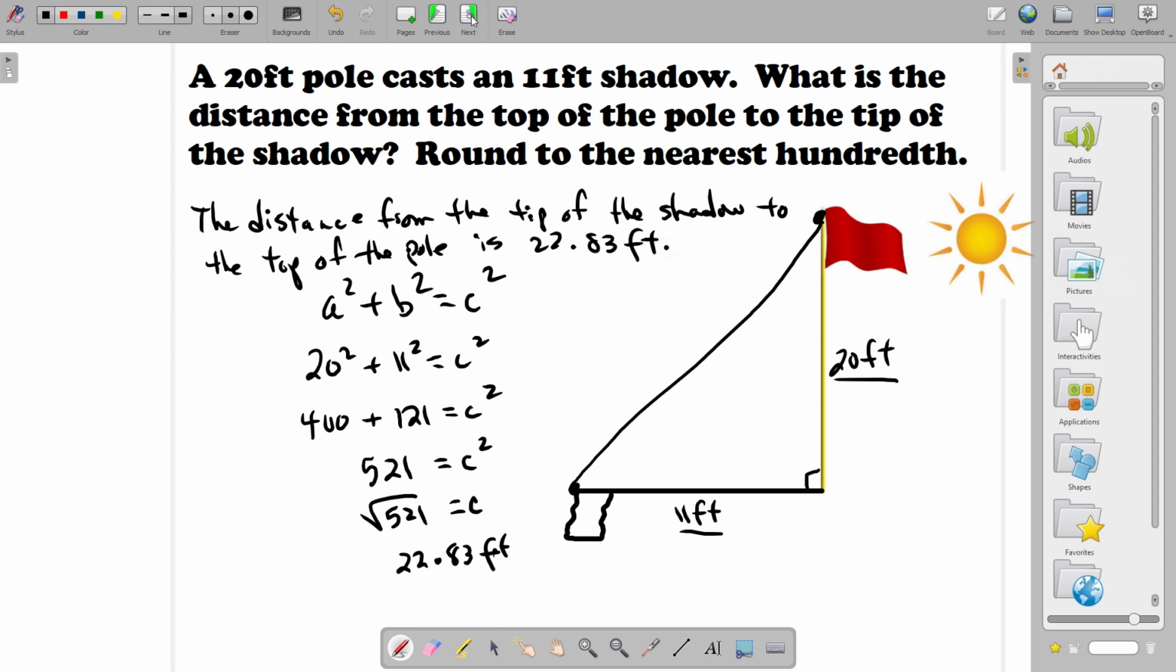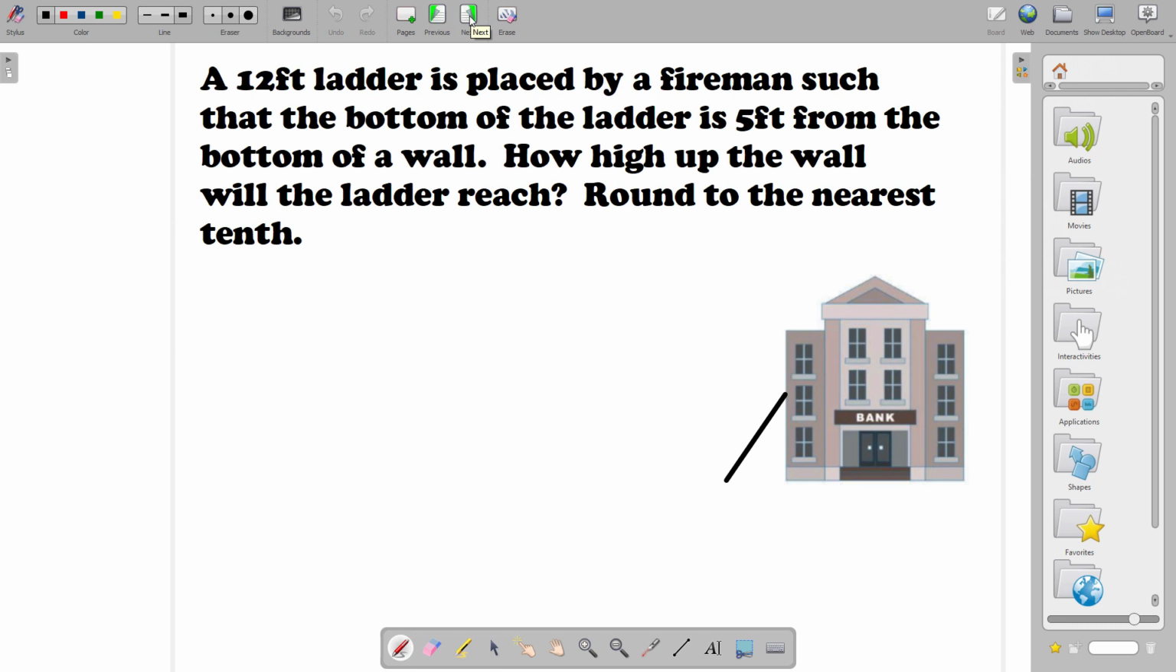All right, let's take a look at another one. Here we have a ladder. It's placed by a fireman.